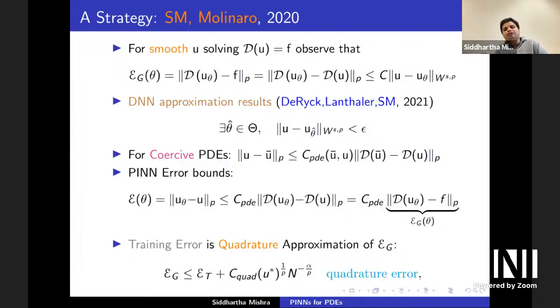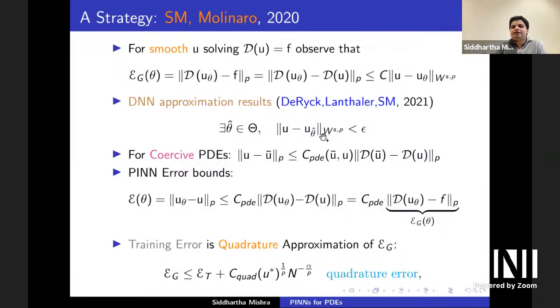So this forces us to look into high order approximation, or approximation theory results for deep neural networks in high order Sobolev norms. And there are some results, not just by us, but by other groups. So existence can be guaranteed if I have a smooth solution and if I have approximation results in high order Sobolev norms. But remember, existence does not mean that I can actually find this neural network.